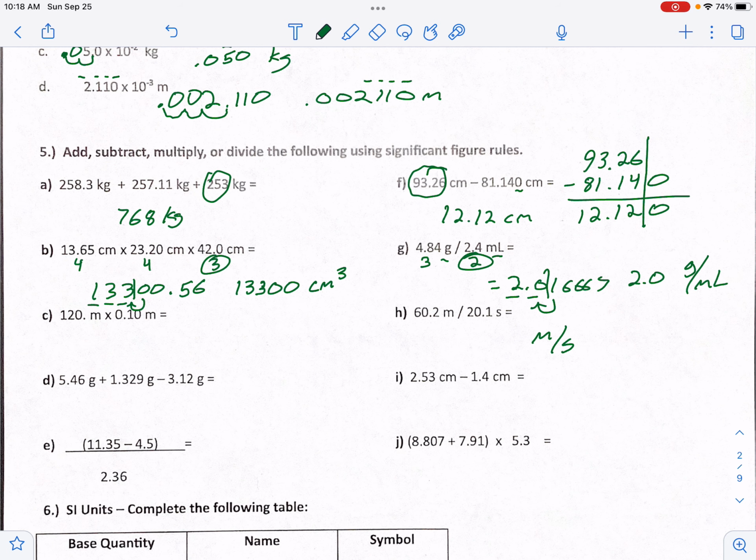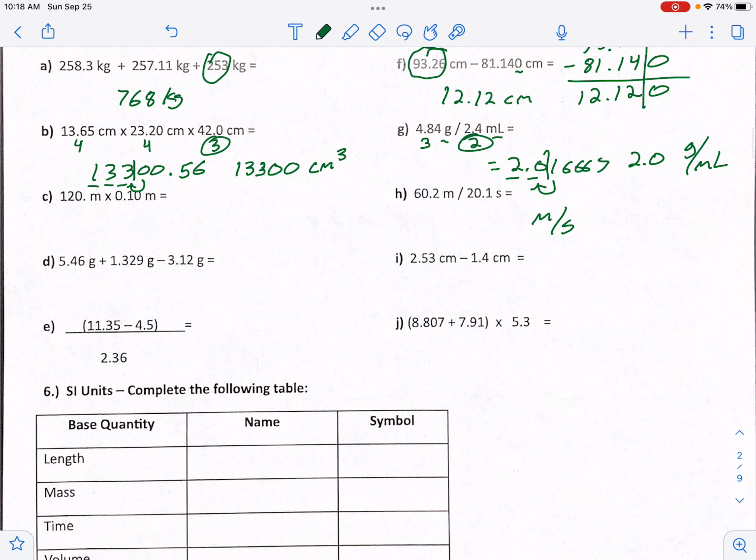Now on our test, we're not going to really throw much of the multi-step functions on you, but I will show you just in case you're a little bit confused. On letter J, what we always do is the parentheses first. So I'm just going to focus on the parentheses. I'm going to do 8.807 and add 7.91.